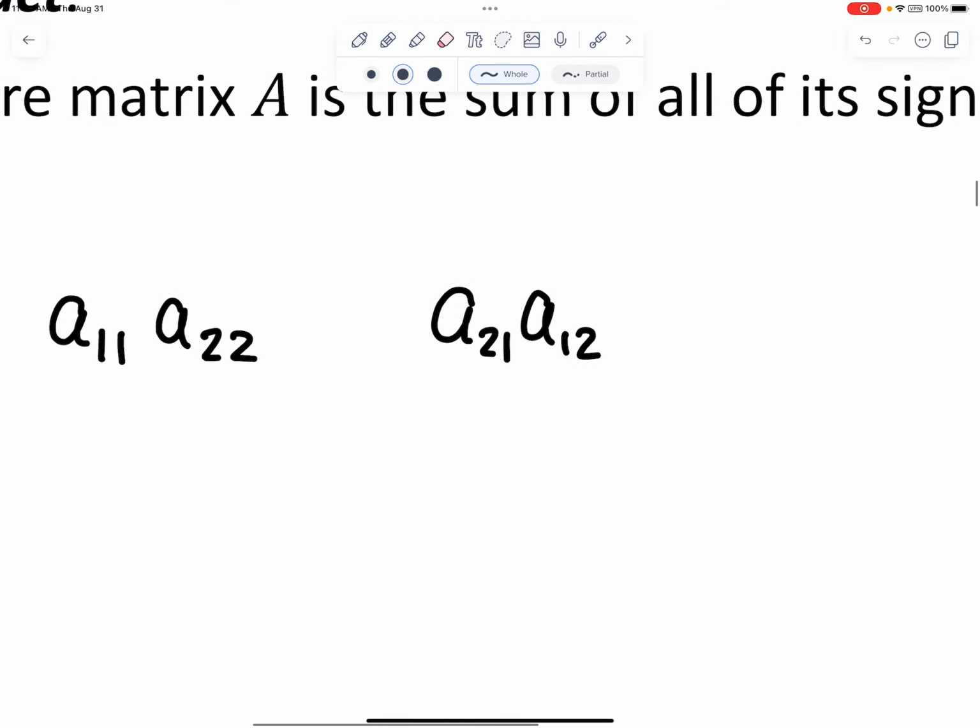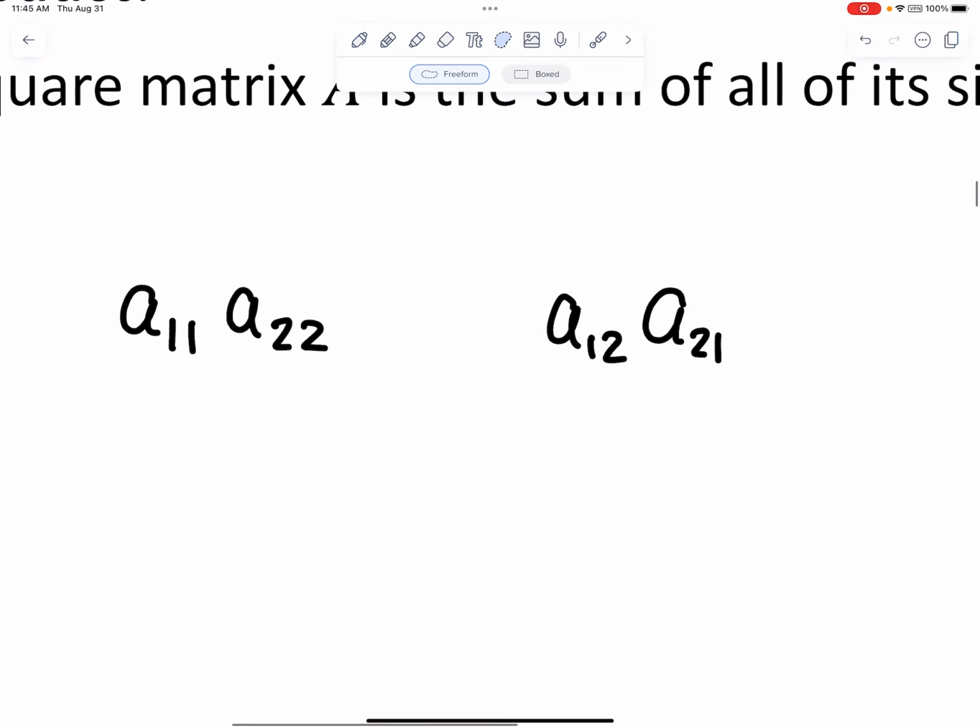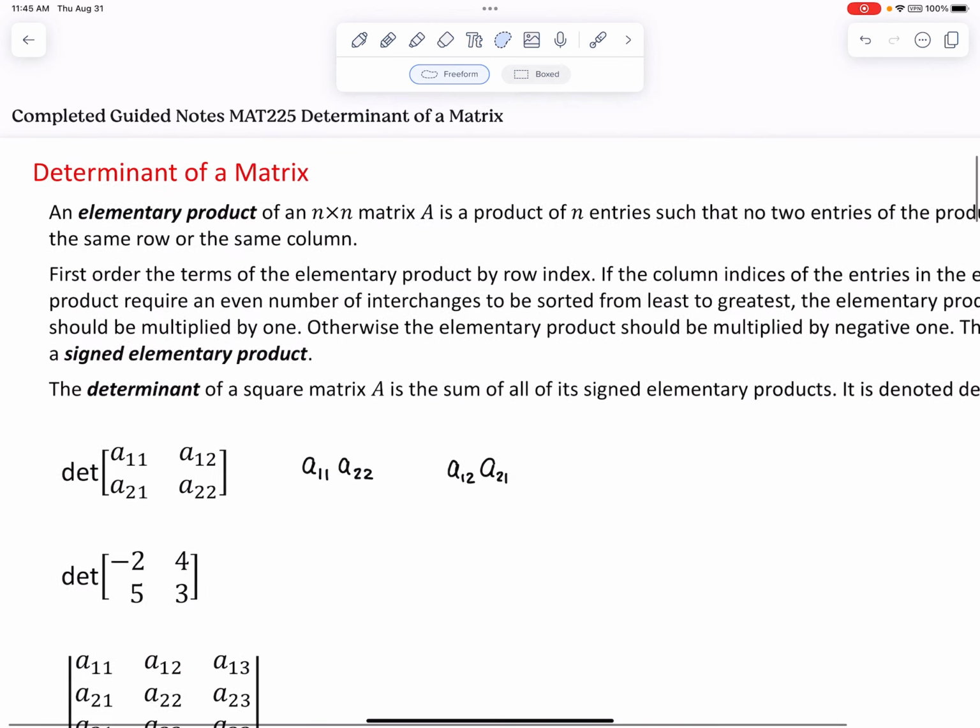Let's look at the second elementary product. The row indices are 2 and then 1. These are not ordered by row index, and so I do need to switch the order of this product. It's still an elementary product, but I'm just going to put the A12 first and move that over. Okay, now let's continue reading.